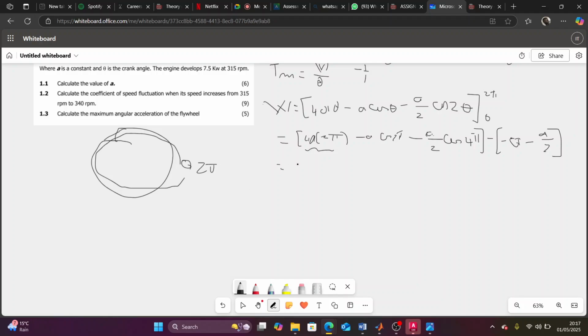If you write this one, can I write 4a multiplied by 2 pi, minus, what is cos 2 pi? It is 1 as well. You can type on the calculator, cos 2 pi is 1. So you have minus a, and cos 4 pi is also 1.